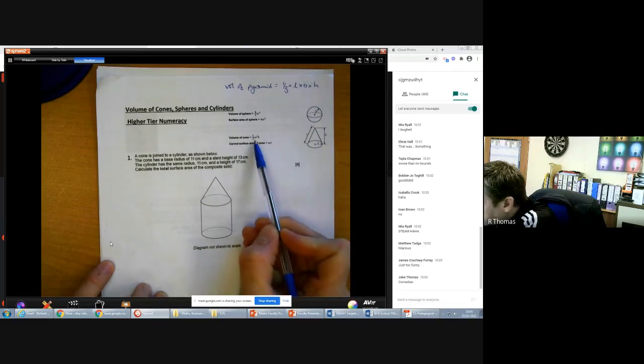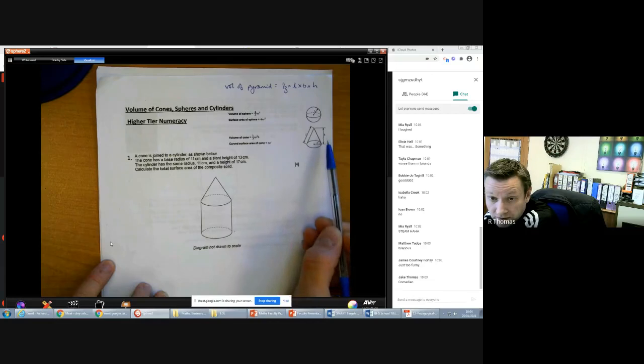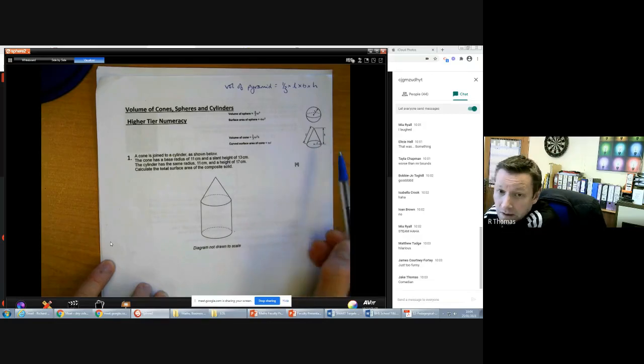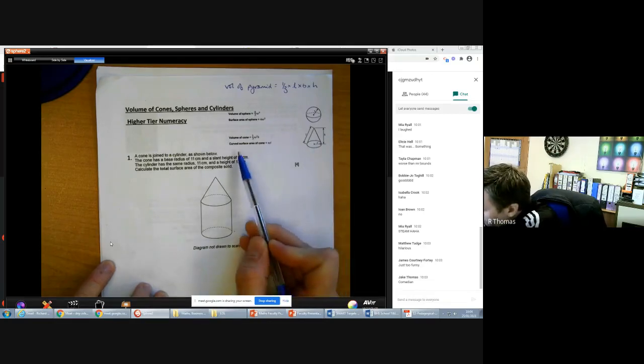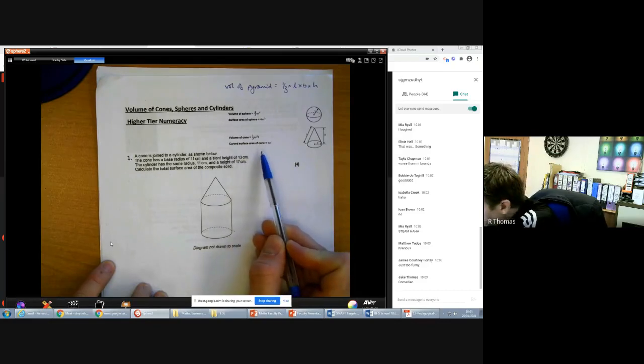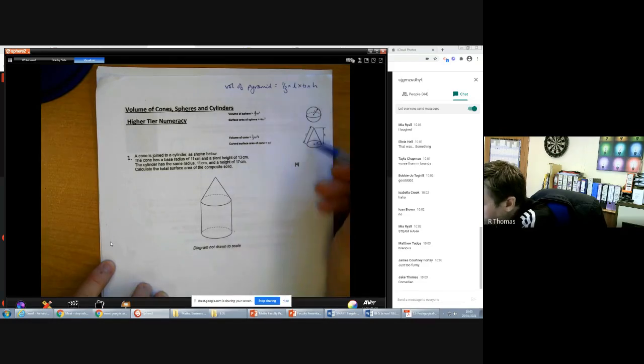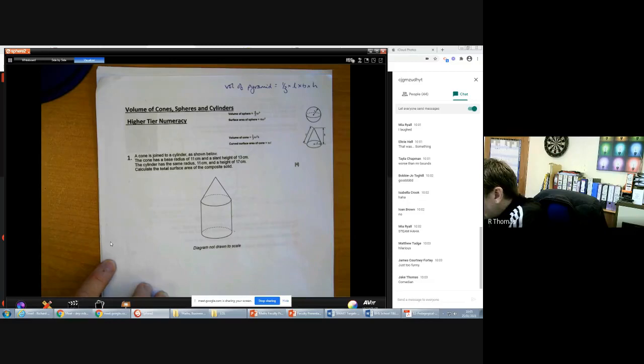They also give you the formulas for a cone. The volume of a cone is 1/3 pi r squared h, where h is the perpendicular height. And they give you the formula for the curved surface area of a cone, which is just pi times r times L, where L is what we call the slant height, right?